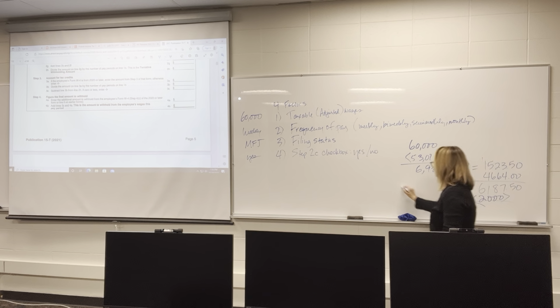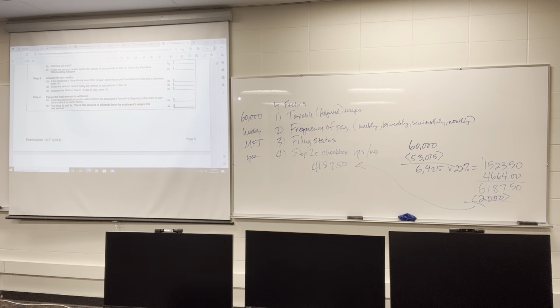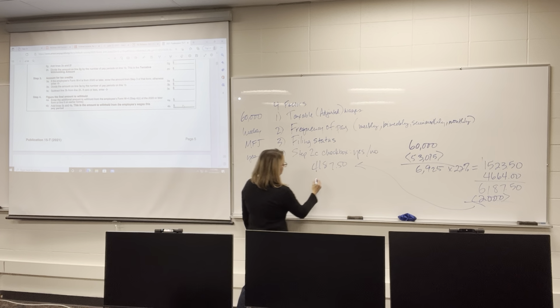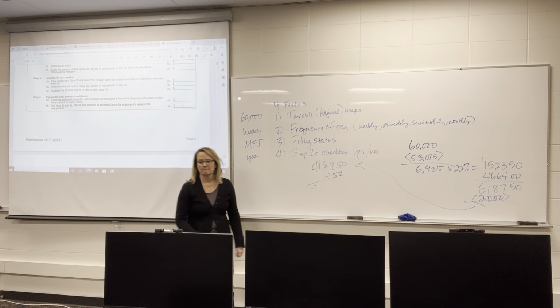So now, this up here, so that Sam can see it, 4187.50. Okay. So that's for the full year. Now you can guess what we're going to do next. To figure out how much to withhold for this pay period, we're going to divide it by the frequency of pay, right? So weekly pay period, so how many pays is that in a year? 52. Divided by 52 equals what?